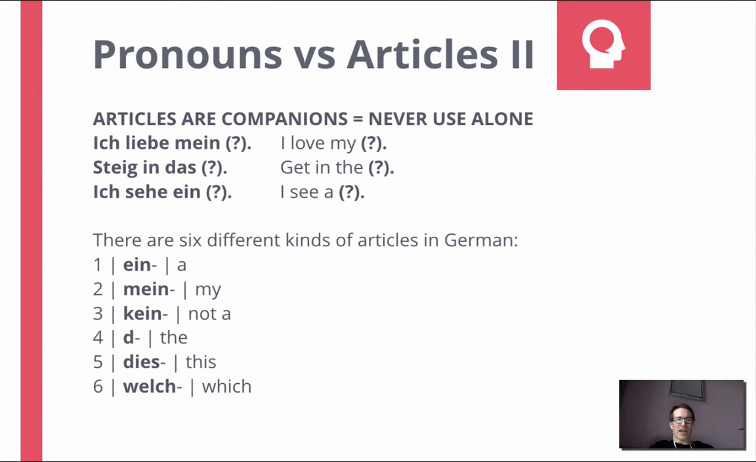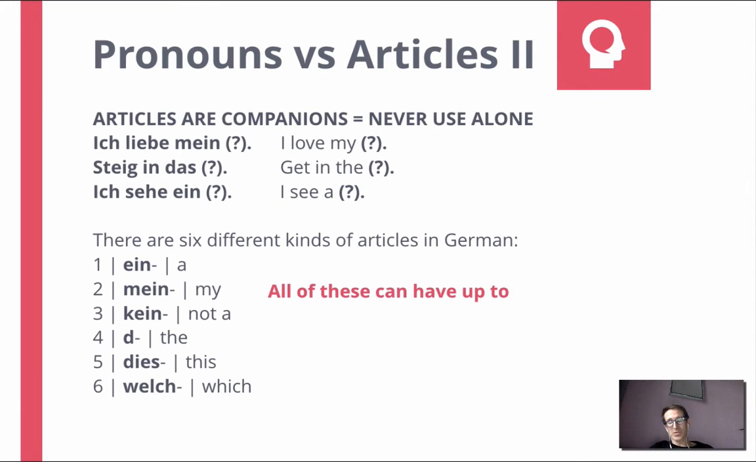And as you can see, my, not the, this, and which are the translations of these articles. All of these can go with a noun. For example, a car, my car. That's not a car. The car, this car, which car. So all of these can come with a noun, and actually very often, if they are used as an article, they have to come with a noun. Yeah, some of them can be used as a pronoun as well.